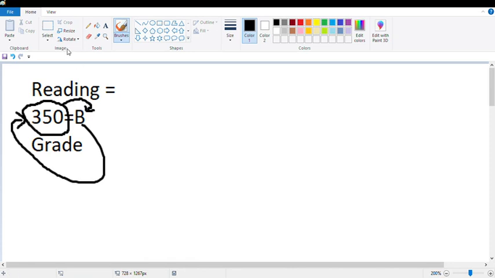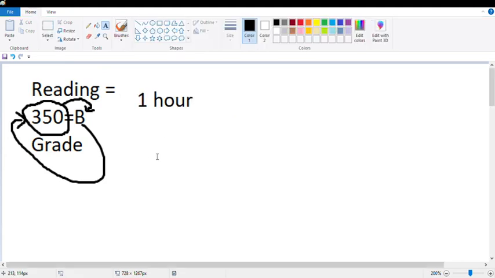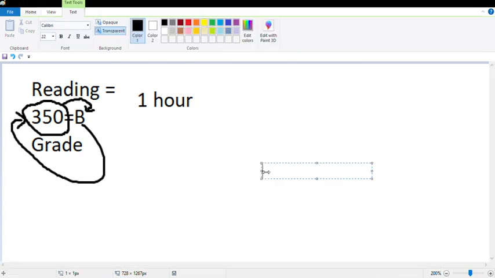In the reading module, you have 1 hour. If you want to pass your reading, you have to complete it within 1 hour. You only have 1 hour during your exam to complete your reading module.